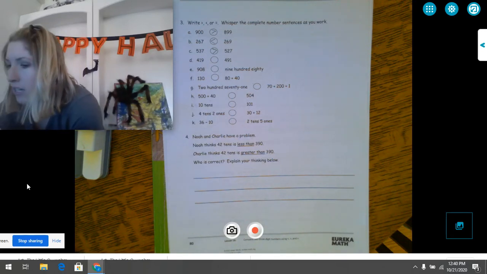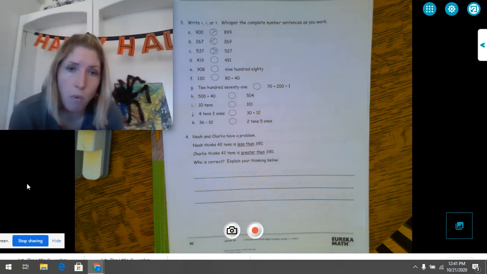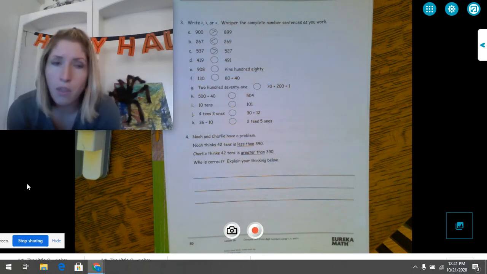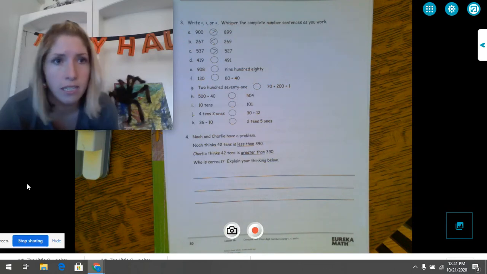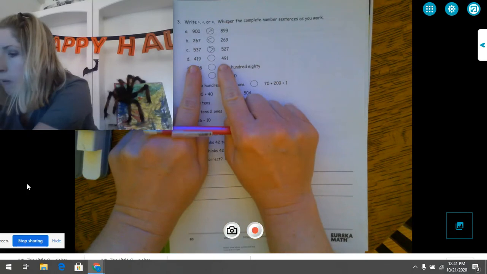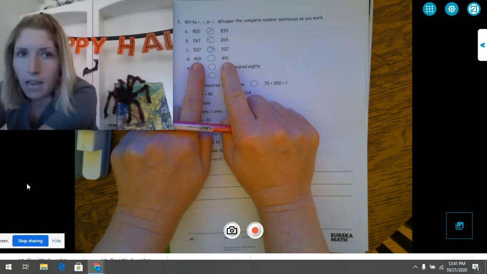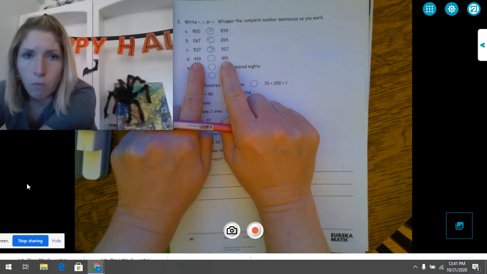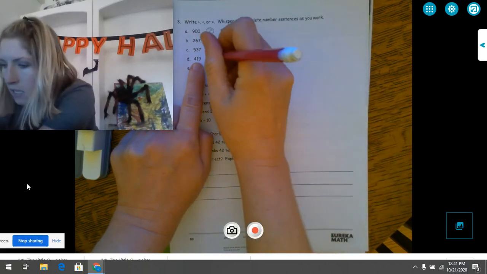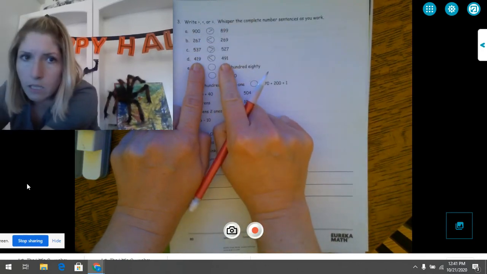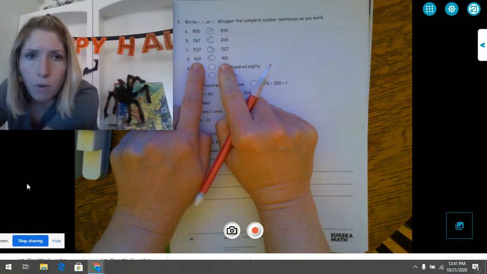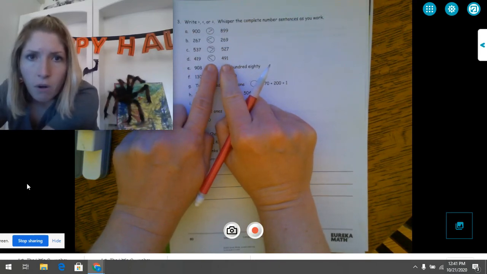Next, we have 419 and 491. So the same digits, they both have a 4 and a 9 and a 1. They're just in a different order. So we're going to look at the hundreds place, and they're both a 4. Then we look at the tens place, and this one has a 1, and this one has a 9 in the tens place. So then the 9 in the tens place is greater. So the mouth is going to open up towards that 9 in the tens place number. So we read that as 419 is less than 491.